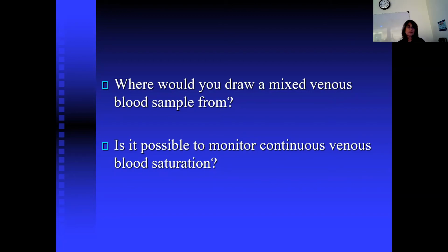Is it possible to monitor continuous venous blood saturation? The answer is yes. There's a special Swan-Ganz catheter that allows you to continuously monitor venous O2 sats.